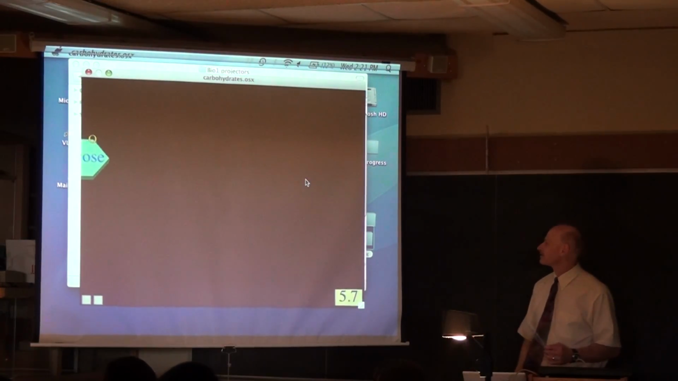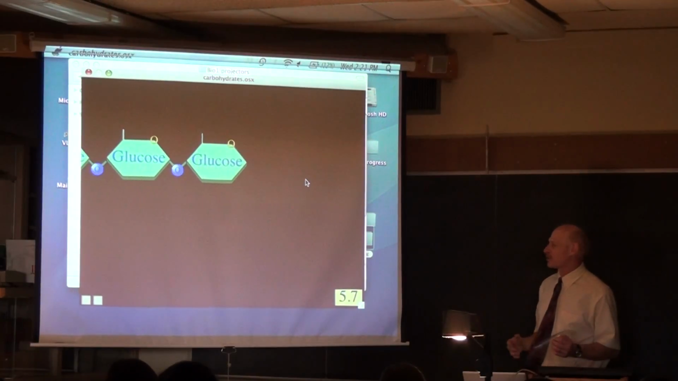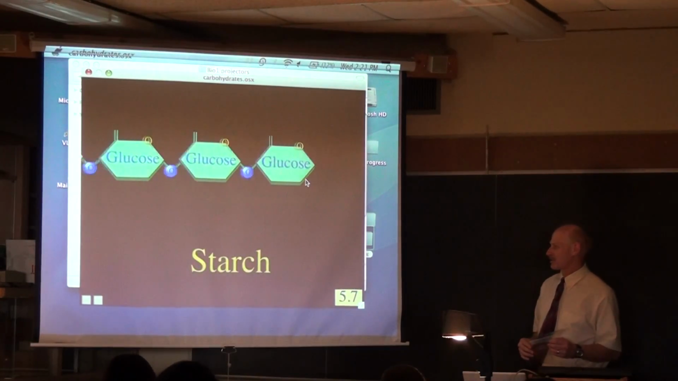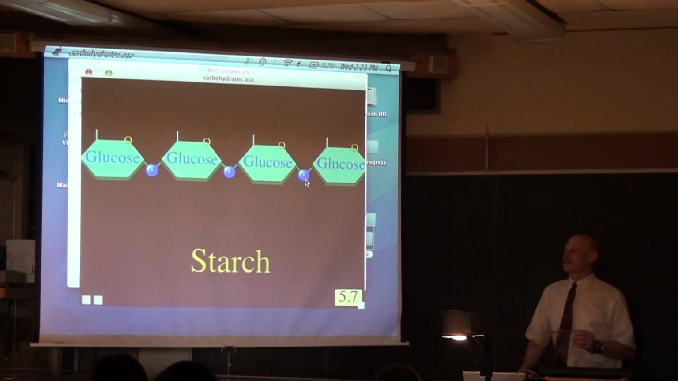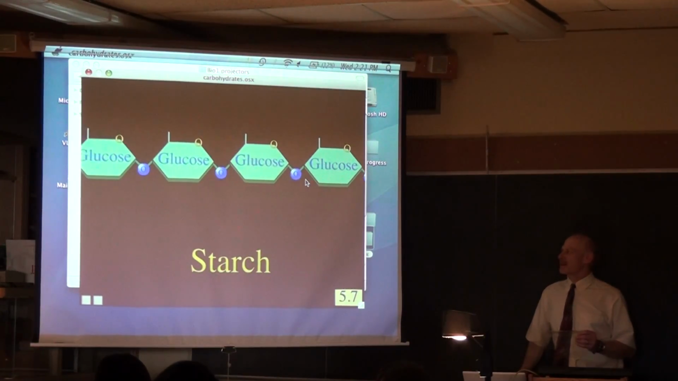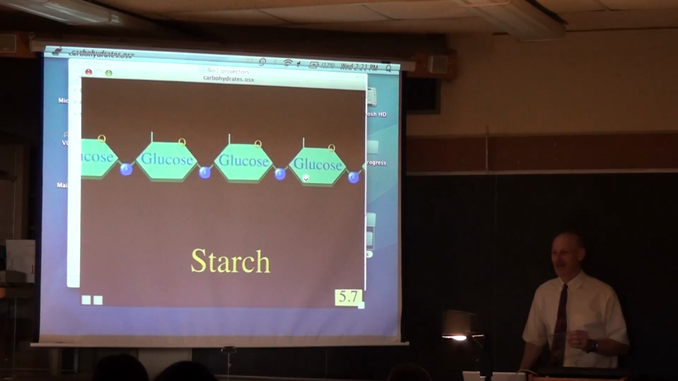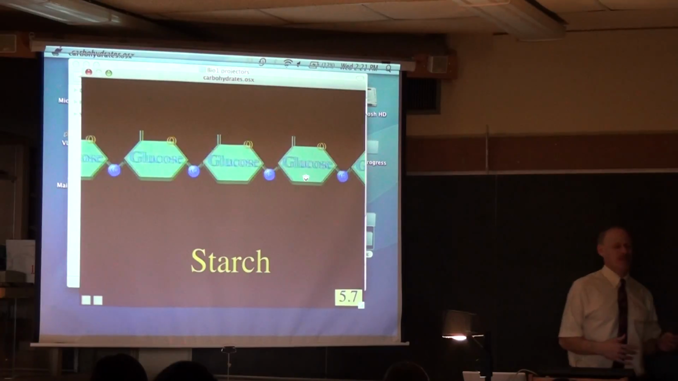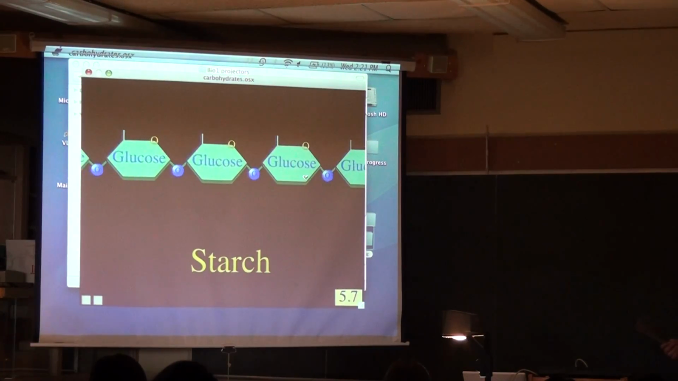Let's see now. Here we go. So this is a typical polysaccharide. Glucose, all linked up together. Now, how many glucoses are there in a polysaccharide? Well, it varies quite a bit. There's no set number. In some cases, it could be hundreds. In some cases, it might even be thousands all linked together.